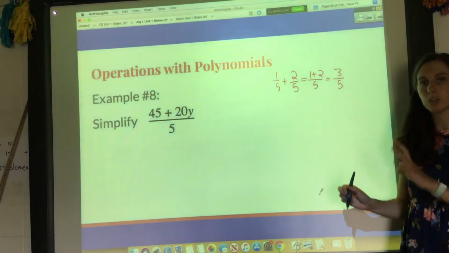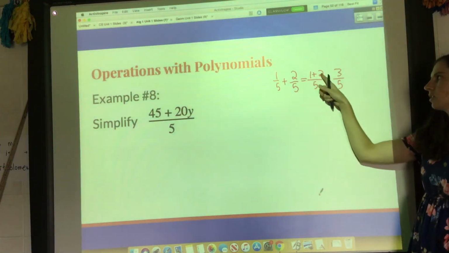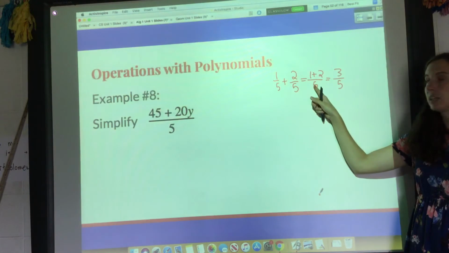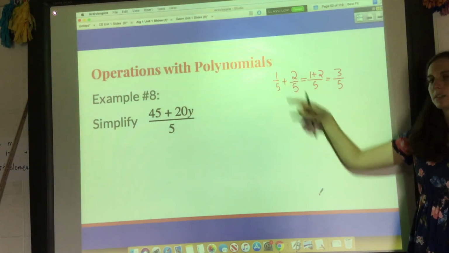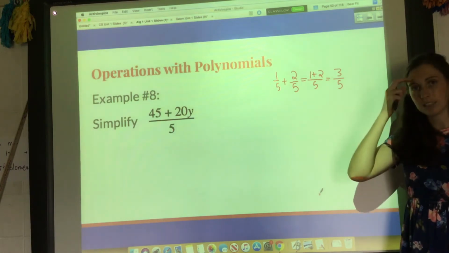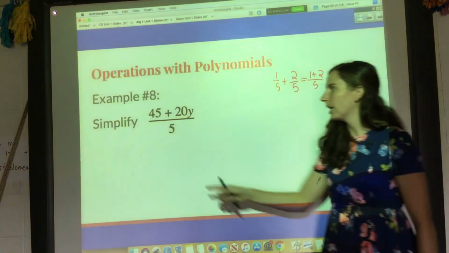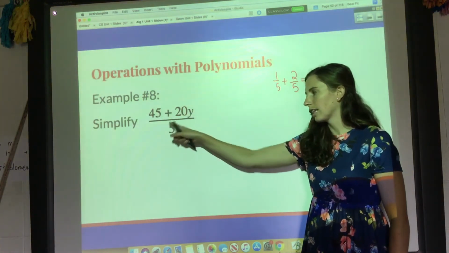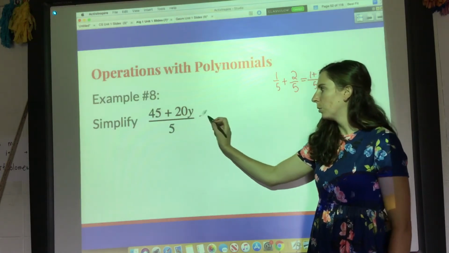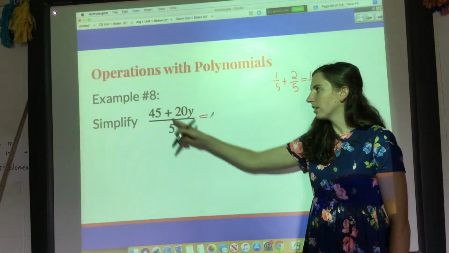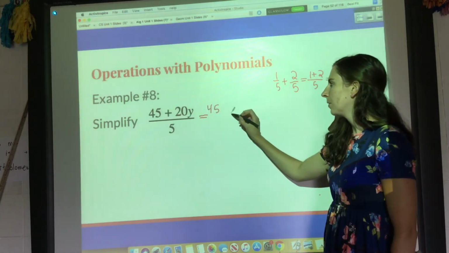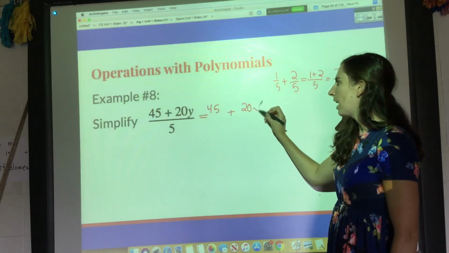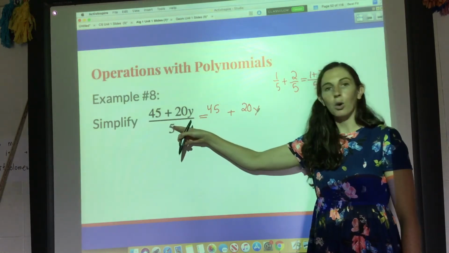We could do the reverse as well. If I had 1 plus 2 over 5, I could split it up as 1 over 5 plus 2 over 5. That's what this was. So the same thing happens in algebra. You can always split up a numerator over the same denominator. What I mean by that is I could split this up into 45 plus 20y and put both of them over 5.